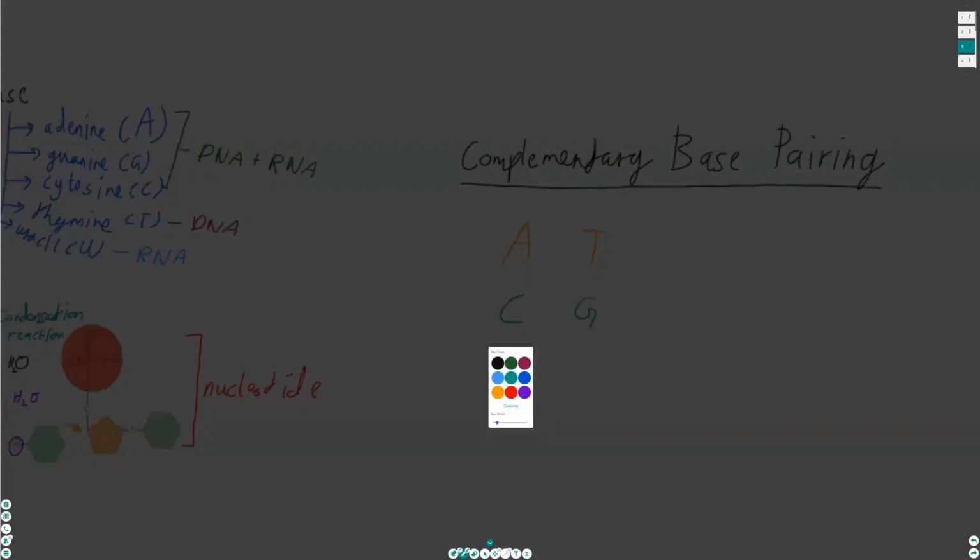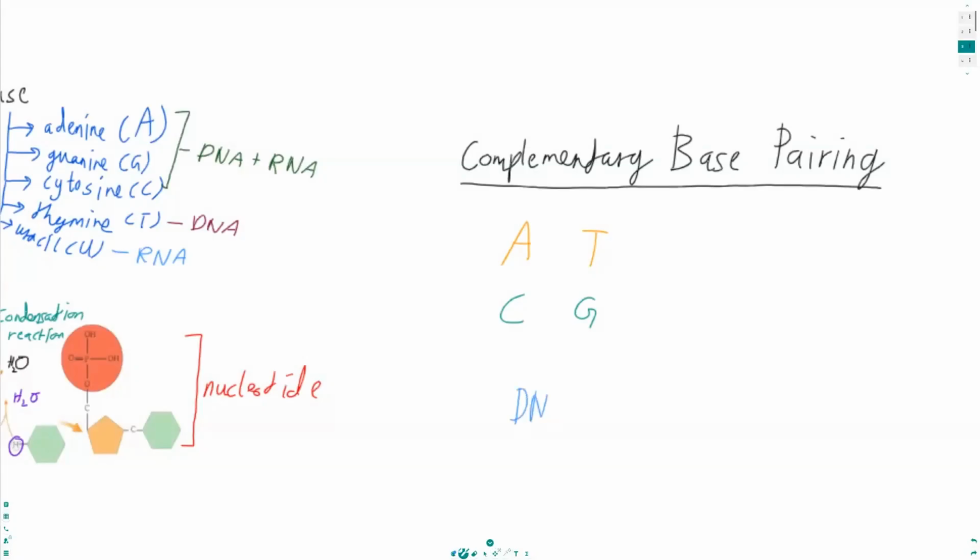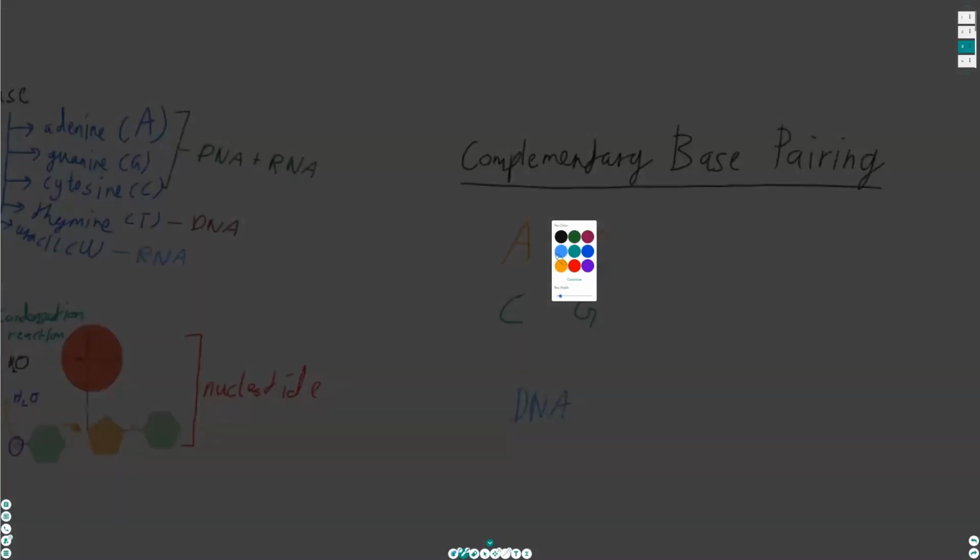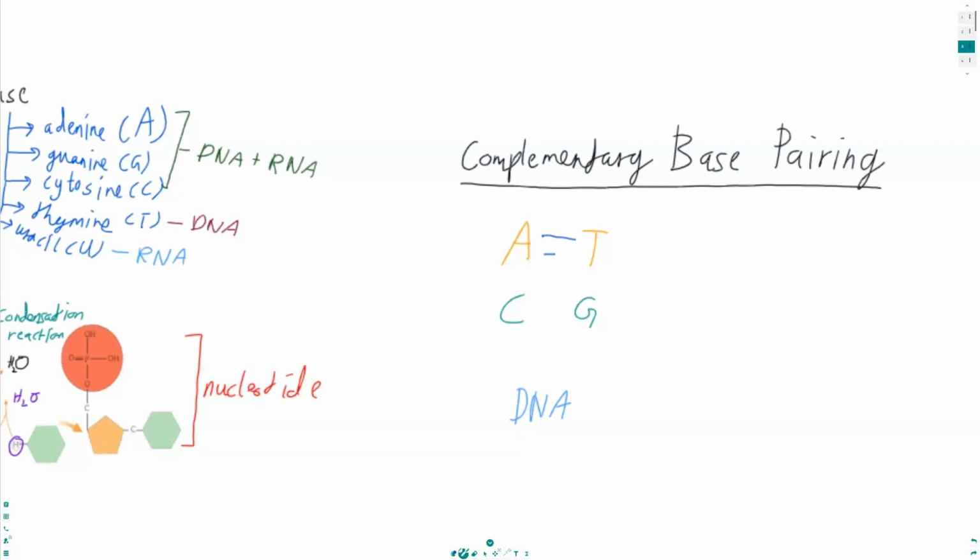Remember, we're talking about DNA here, not RNA. A will pair with T by means of 2 hydrogen bonds. 1, 2. C and G will always pair up by means of 3 hydrogen bonds. So these blue lines I'm drawing here, these are hydrogen bonds.